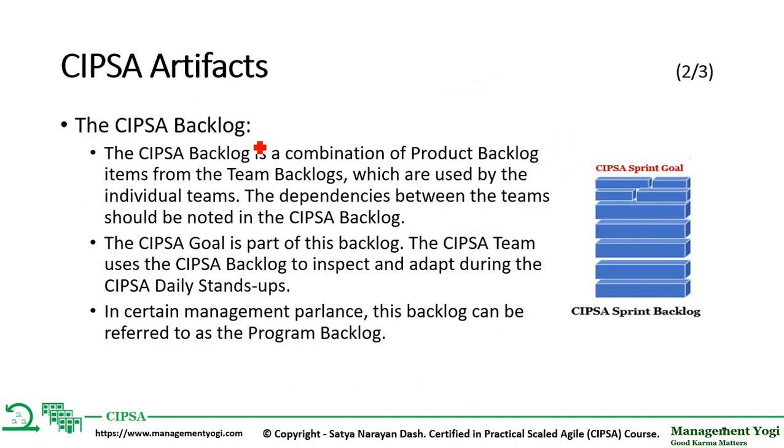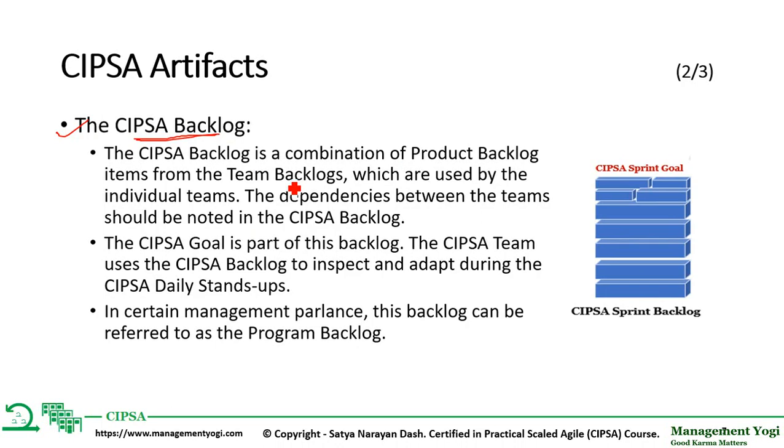Next, the other artifact is the CIPSA backlog. Mark the wording, I am saying the CIPSA backlog. The CIPSA backlog is a combination of product backlog items from the team backlogs which are used by individual teams. Now this wording might sound a bit confusing for you. So what is happening, from the product backlog we are taking some of the top order product backlog items and that is pulled into another backlog. That backlog is called a CIPSA backlog.